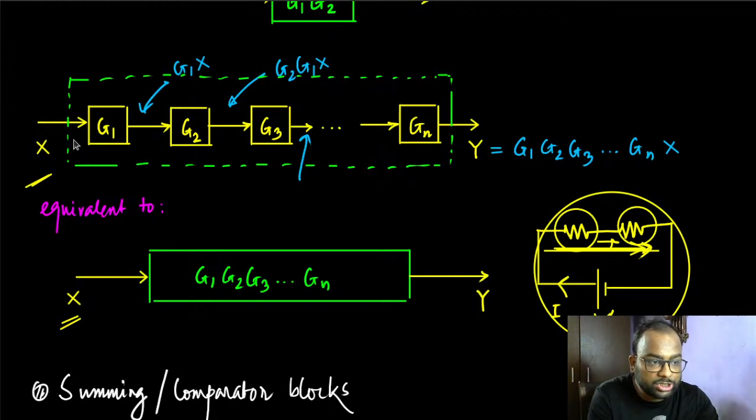But in a cascade structure, the input is applied on the first one. Then the output of the first one goes into the second one, and the output of the second one goes into the third one. So their inputs are different, but here everything together gets one input, and the same current passes through all of them. The outputs of all the blocks are not the same, because they are getting different inputs altogether. So that's the difference between a cascade and a series structure.